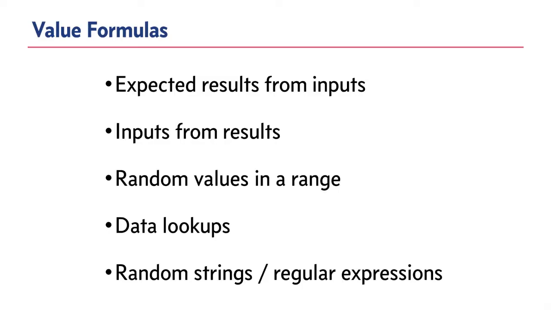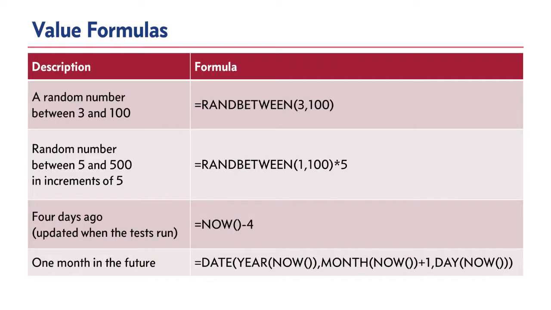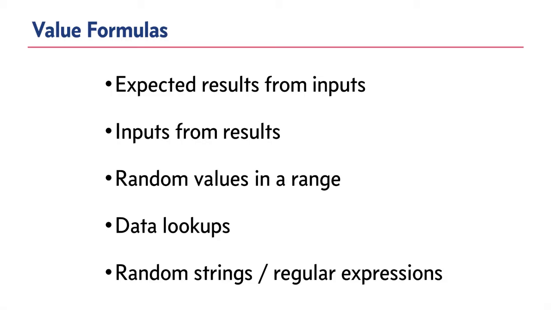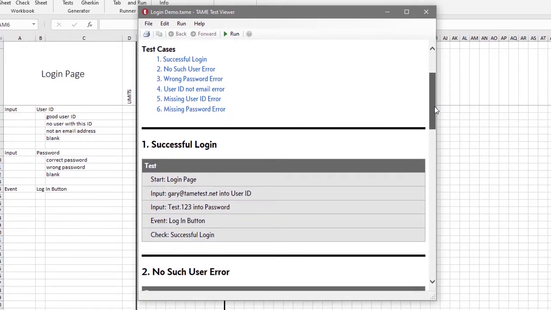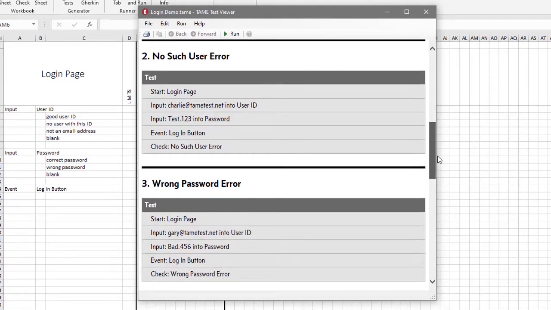By the way, since I'm writing the values in an Excel spreadsheet, I have the whole formula capability available to me. If I'm working with numbers, I can define ranges and pick random numbers in those ranges. I could do data lookups. I can even create string values via regular expressions. But these scenarios still read a bit stilted. They're not as smooth as if I wrote them by hand.